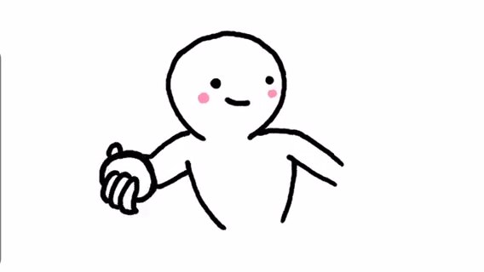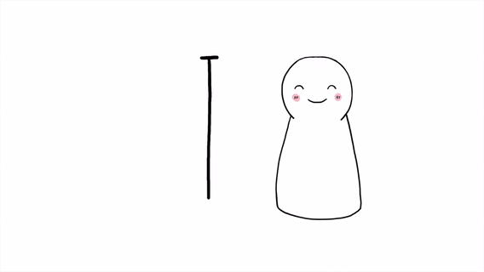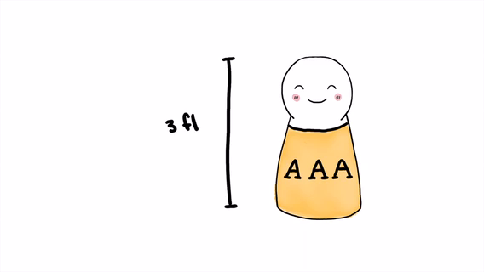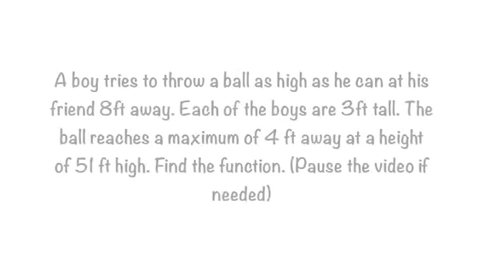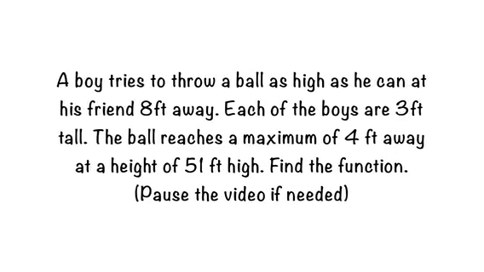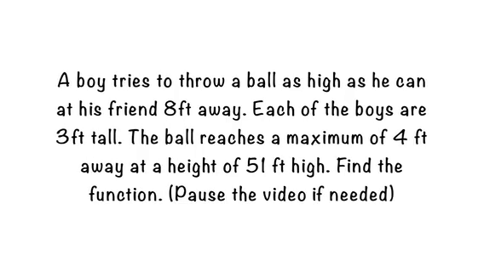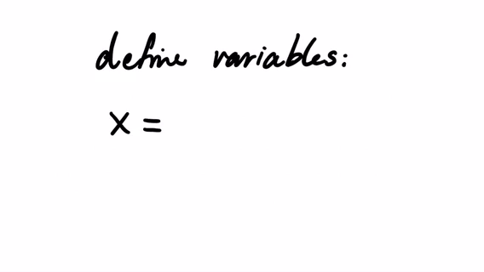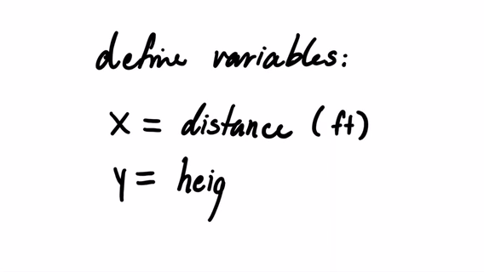A boy tries to throw a ball as high as he can at his friend 8 feet away. Each of the boys is 3 feet tall. The ball reaches a maximum of 4 feet away at a height of 51 feet high. Find the function. Let's define our variables. x would be the distance in feet, y would be height in feet.